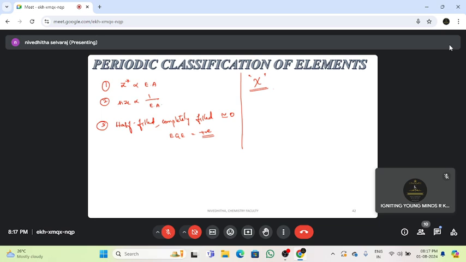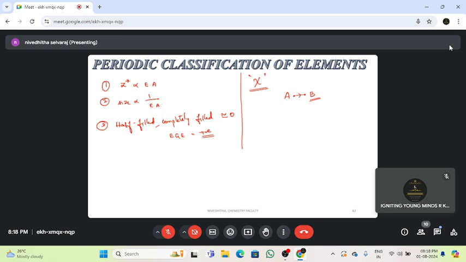For example, I have atom A and another atom B, and these two atoms are sharing these two electrons to form a covalent bond. But between A and B, if the effective nuclear charge of B is greater than A, then this B atom will attract the shared pair of electrons towards itself. Because what is a covalent bond? A covalent bond is a bond which is formed by the mutual sharing of electrons. So these two electrons are common for both the atoms.